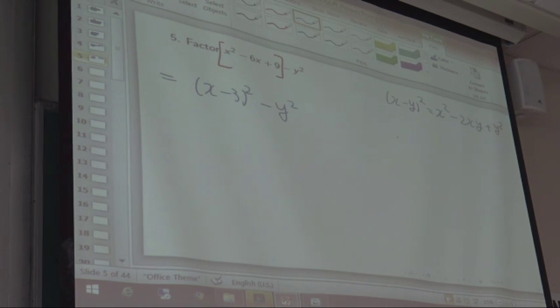And then we use the following: x minus y times x plus y is x squared minus y squared. So we have something squared minus something squared, so we can use this. That is, we have the first term minus the second term times the first term plus the second term. So this is a factorization.